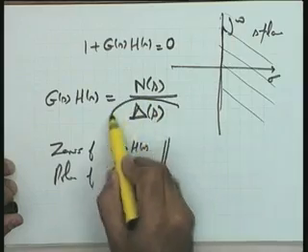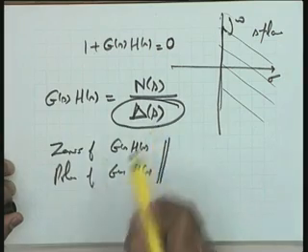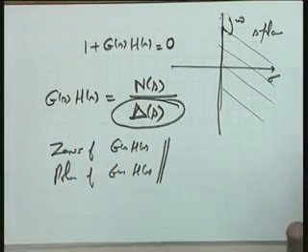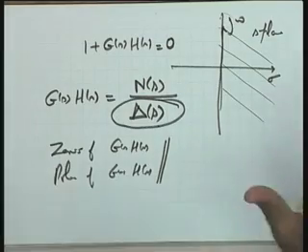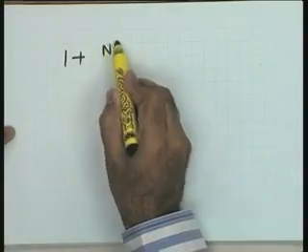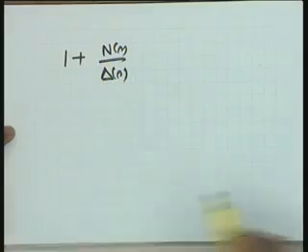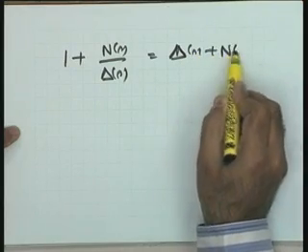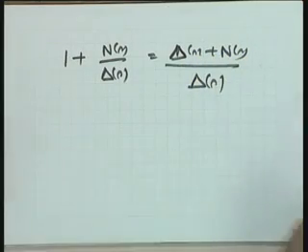Whether the roots of delta(s) or the poles of G(s)H(s) are in the left half plane or in the right half plane, whether it is open loop stable or open loop unstable, the point I am re-emphasizing is that this information is known to me and I am interested in the information on the closed loop system. Okay? So now I am interested to study the function 1 plus N(s) over delta(s), please, which is equal to, as you see, delta(s) plus N(s) over delta(s).